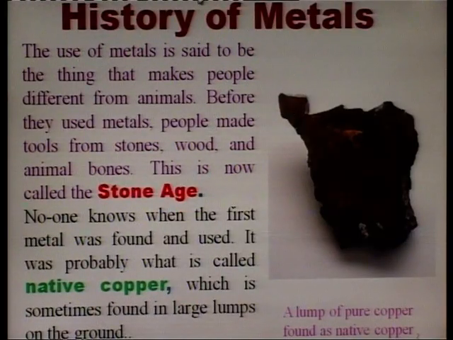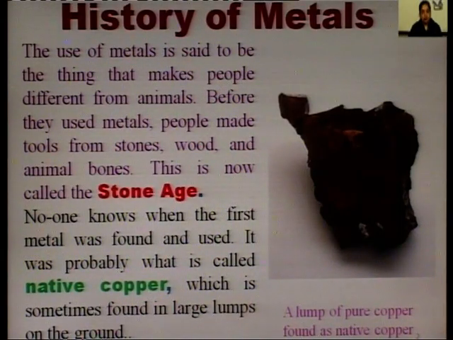Today my topic is general metallurgical operations. First is history of metals. The use of metals is said to be the thing that makes people different from animals. Before they used metals, people made tools from stones, wood, and animal bones. This is now called Stone Age.